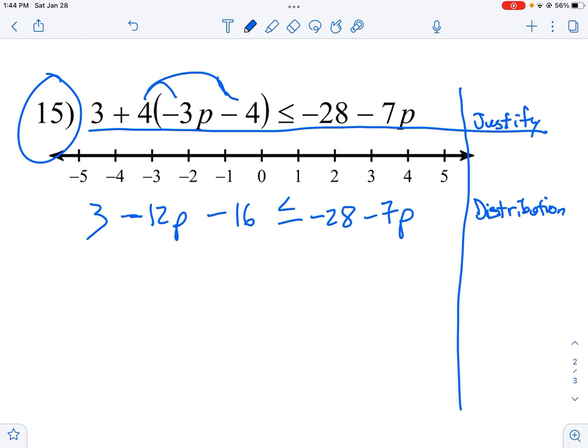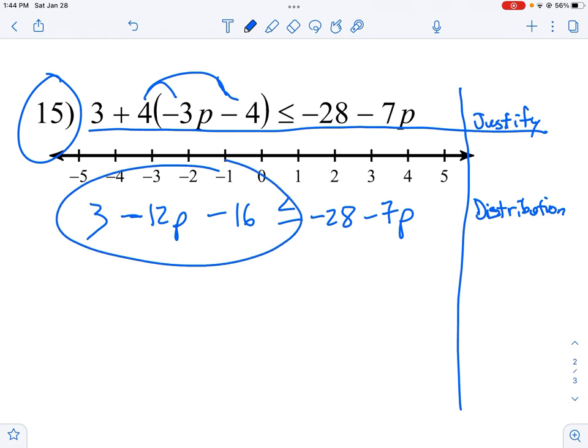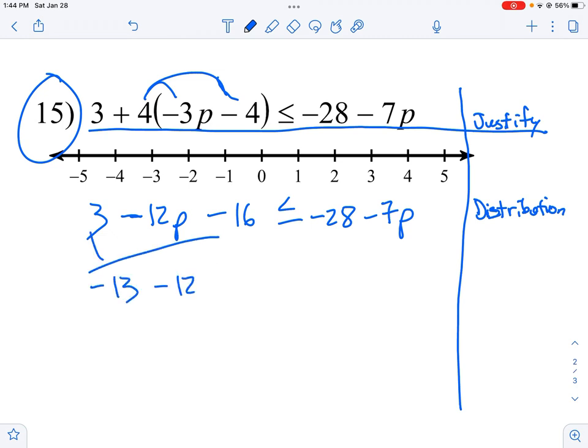Distribution. Next thing, I need to make sure each side is simplified as possible. Well, the right side's simplified, but the left side, I can actually combine some things. So I'm going to do that. 3 minus 16 is going to give me negative 13. The subtract 12p doesn't have anything to combine with, so it's just going to stay separate from the 13. That process where I put those together is still simplifying. We're going to put combine like terms if they have variable terms going together.